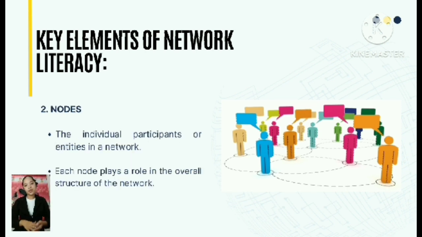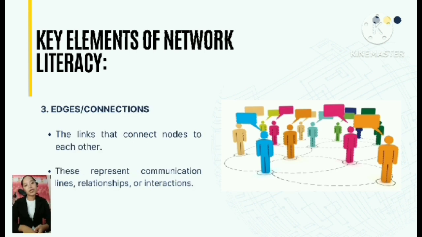Second is nodes. These are the individuals, participants, or entities in a network. This can be people, organizations, or even objects that are connected to each other through relationship or interaction. Each node plays a role in the overall structure of the network. Third is edges or connections. These are the links that connect nodes to each other. These represent communication lines, relationships, or interactions.